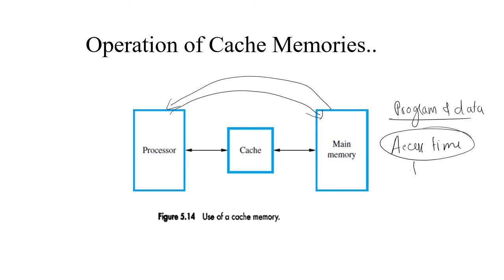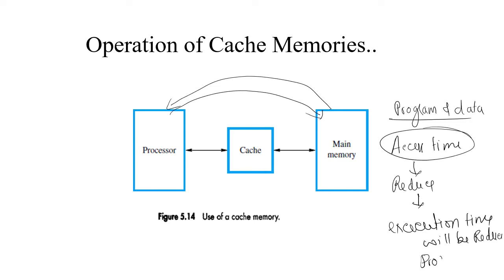If you reduce the memory access time, automatically the execution time will be reduced. So thus the processor will be faster. So this cache memory helps in speeding up the process of execution in case of processors.